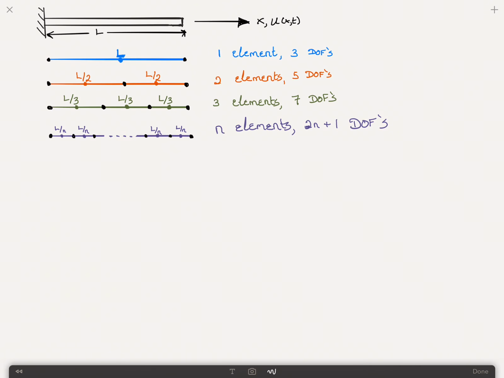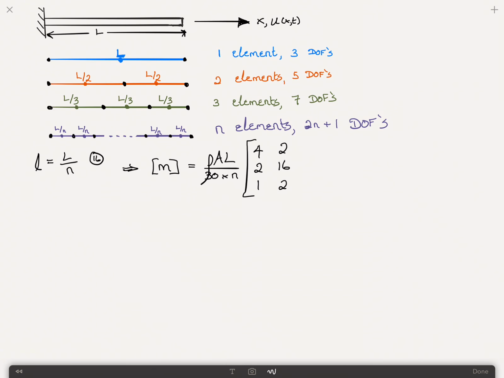A few other things to note is that the length of the element in each case is simply equal to capital L, the length of the bar, divided by n, the number of elements. We can call that 16. So if I substitute that into my mass matrix, I find the following. I find that I can rewrite my mass matrix as rho times A times L divided by 30 times n, and this again is 4, 2, 1, 2, 16, 2, minus 1, 2, and 4.